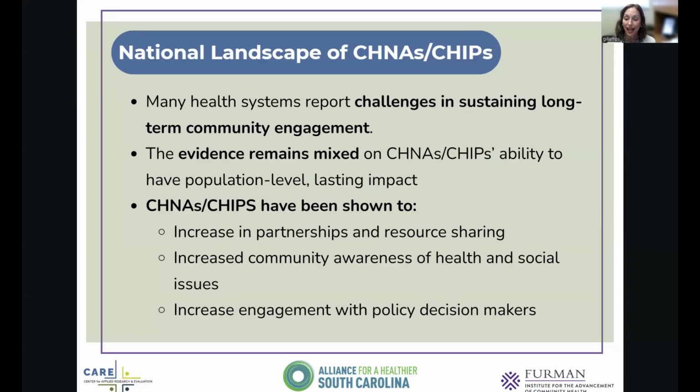But with that being said, there are some real strengths that have been identified through the CHNA and CHIP process. And so here are 3 of their key strengths. Number 1, they can increase partnerships and resource sharing. Secondly, they've increased community awareness of health and social issues. And third, they increase engagement with policy decision makers. So these are some real strengths of CHNA and CHIP processes. This is what we found in the landscape assessment.